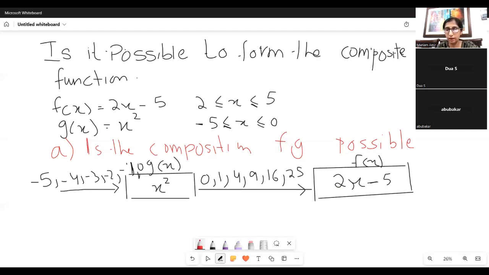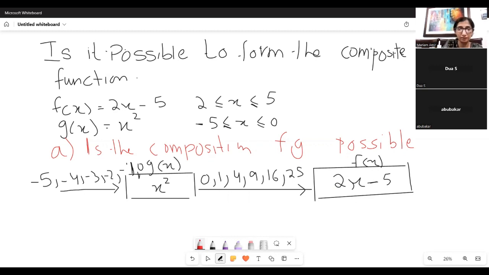Abu Bakr, do you understand this? Yes miss. Okay. So the output of g is not the same as the input of f(x). If it were inside it, then we would say yes, we can form the composition fg, but we can't here. Now how do we write that for the examiner?